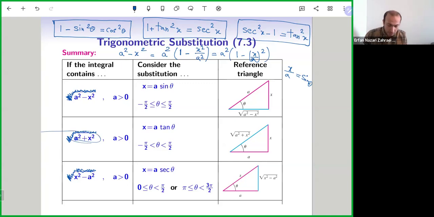You factor a squared, you get 1 plus something squared, and that thing, which will be x over a, should be tangent. For this, it's also the same. Factor a squared, then you get x over a squared minus 1, times, of course, a squared, and the x over a should be secant.